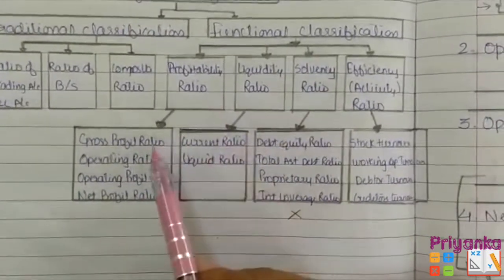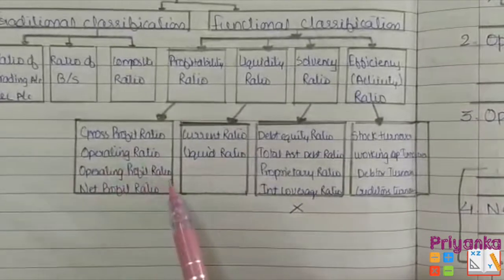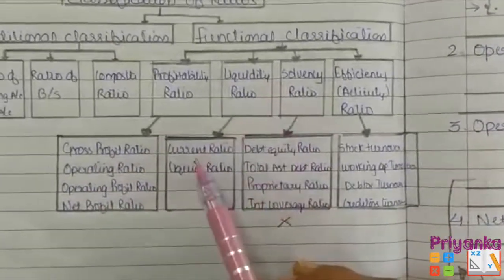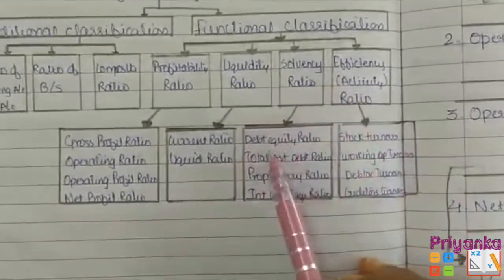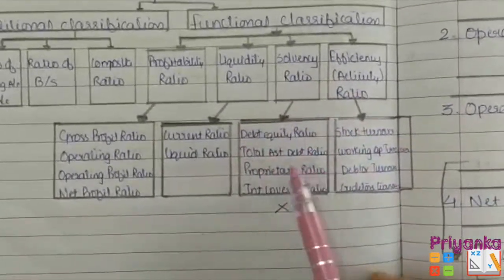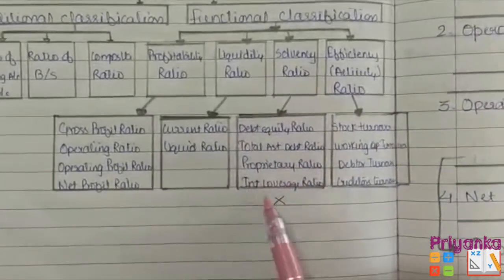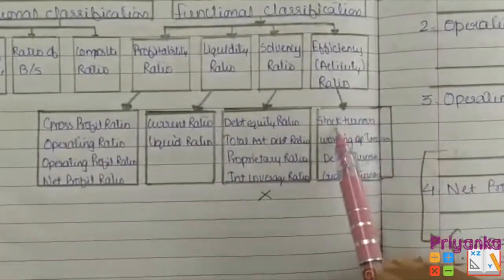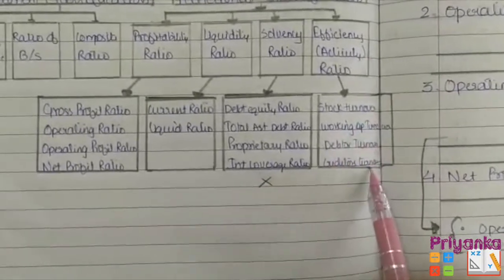Profitability will be divided into the gross profit ratio, operating profit ratio, and net profit ratio, whereas in liquidity ratios we will learn the current ratio and liquid ratio. Solvency ratios include the debt equity ratio, total debt to asset ratio, proprietary ratio, and interest coverage ratio. In efficiency or activity ratios: stock turnover, working capital turnover, debtor turnover, and creditor turnover.